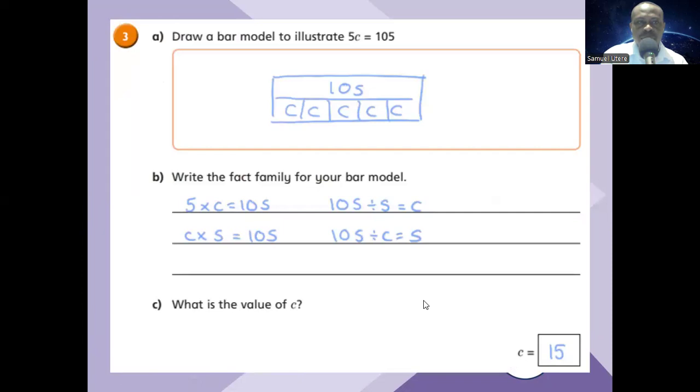Here is the answer to question 3. So we're told to draw a bar model to illustrate 5C is equal to 105. 5C means 5 lots of C. So remember how to draw the multiplication bar model. So 5 equal lots of C is equal to the big bar of 105. And then write the fact family for your bar model. Of course, by now you should know how to write the fact family. And then you can work out the value of C by using this from the fact family.